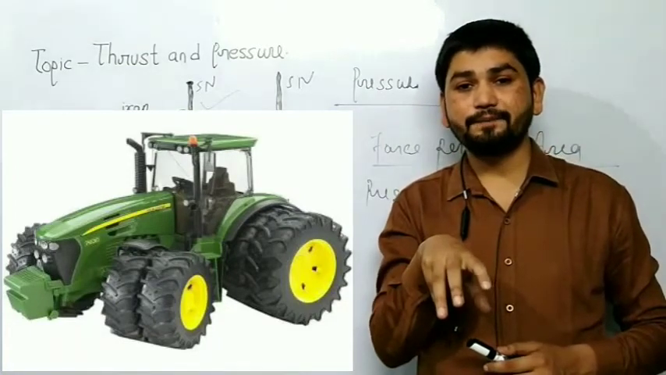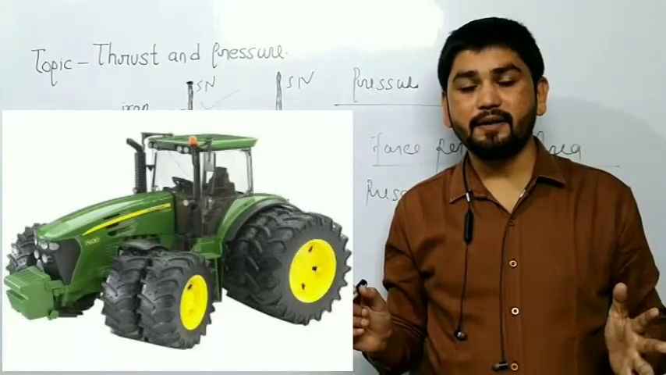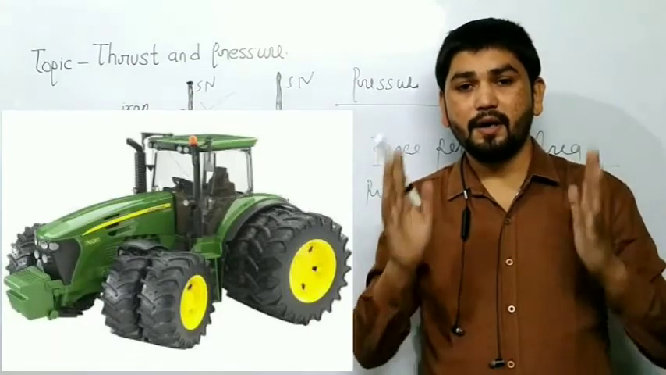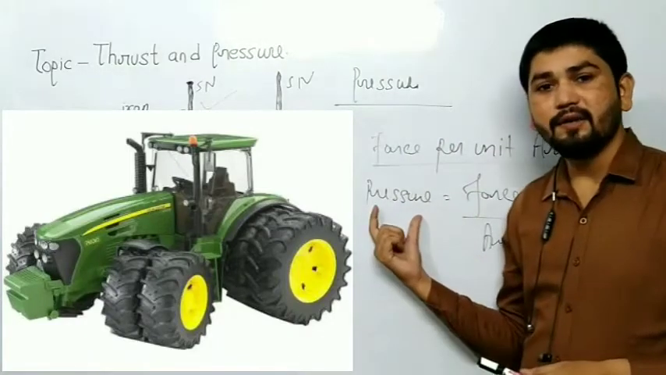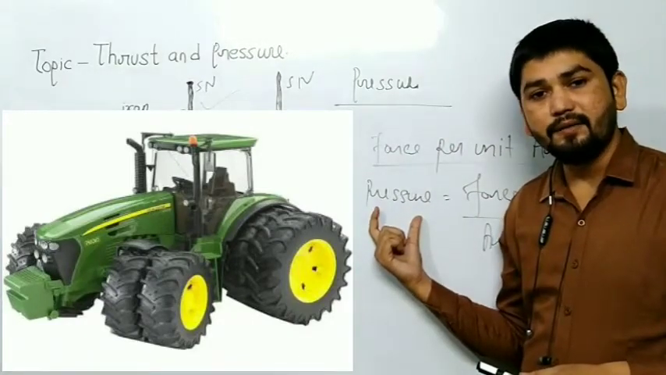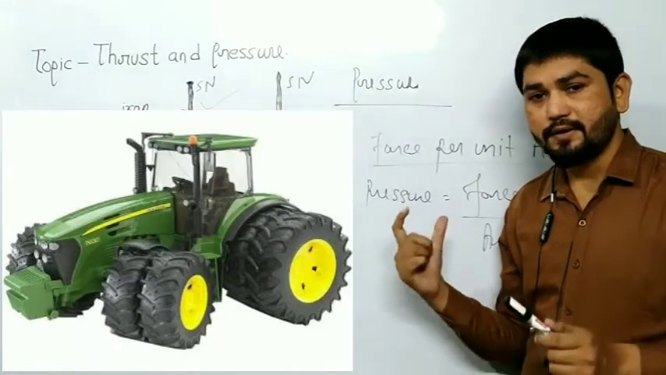That's why the area of the tires of the tractor is broad. Because area is greater, less pressure is applied by the same force. Okay guys, is the concept clear?